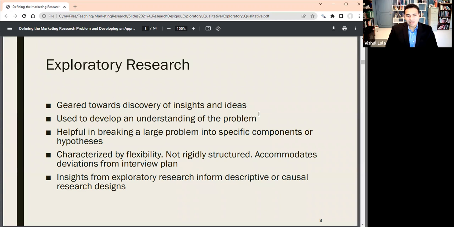Oftentimes, the insights gleaned from exploratory research might be beneficial in figuring out the nature of descriptive or causal research designs. Thus, many would say one must first conduct exploratory research, followed by descriptive and then causal research designs. But as I noted before, it doesn't have to be this exact format, but indeed, that tends to be common. The common choice tends to be exploratory first, followed by descriptive, and then causal.